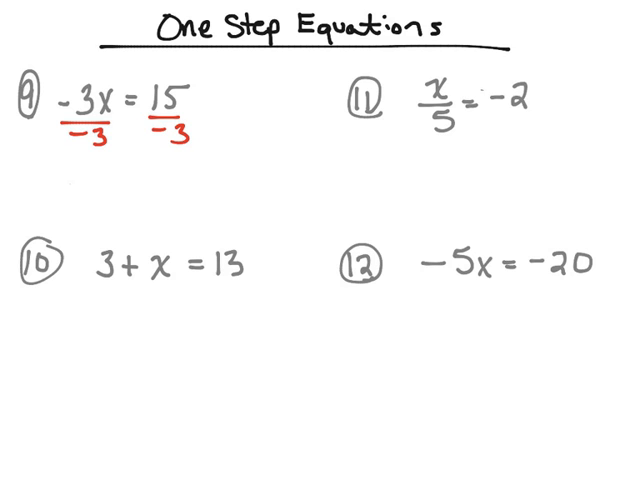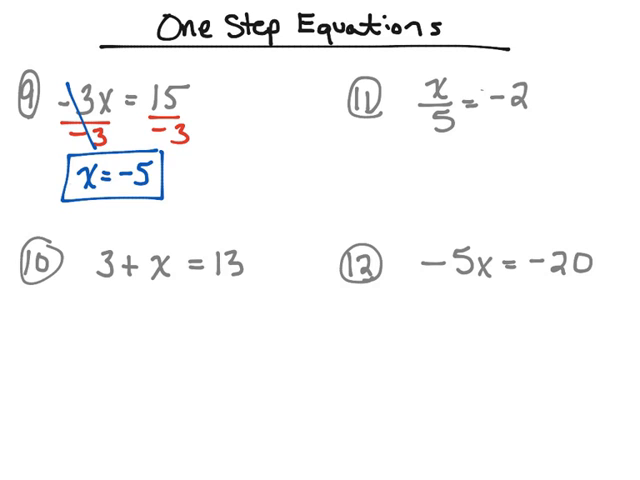And dividing by negative 3, we end up with x over here on the left. 15 divided by negative 3 would equal negative 5. Therefore, the solution to number 9 is negative 5. Once again, if you quickly check your work there, you notice how when you multiply negative 3 times negative 5, it does result in a positive 15. So the signs are important, so be careful.